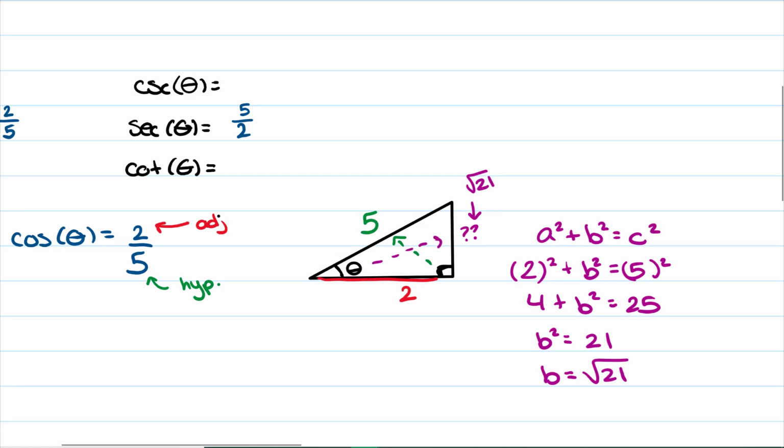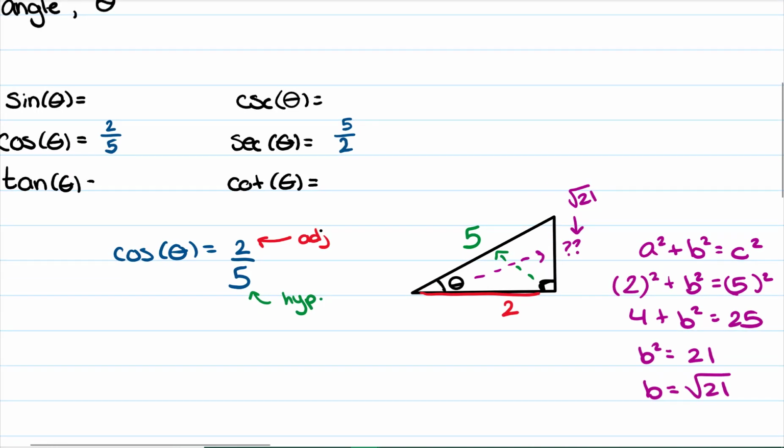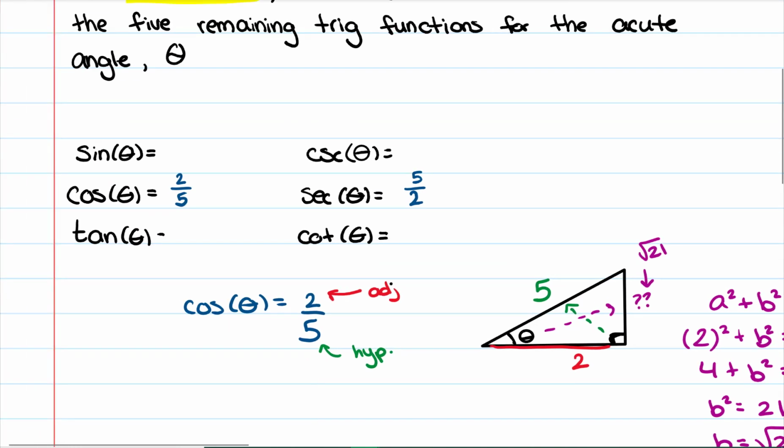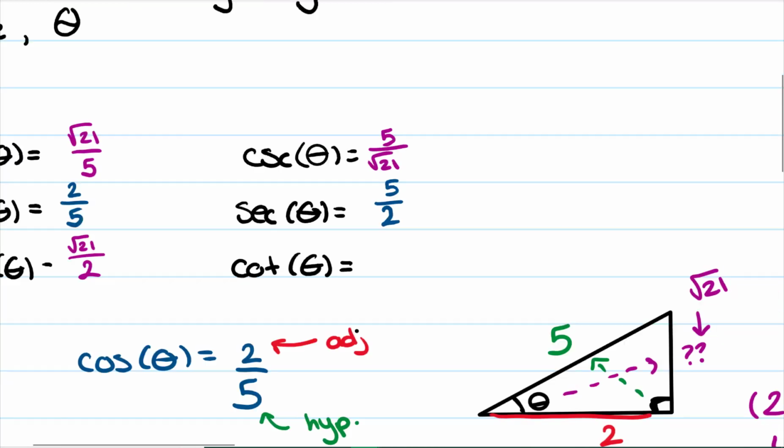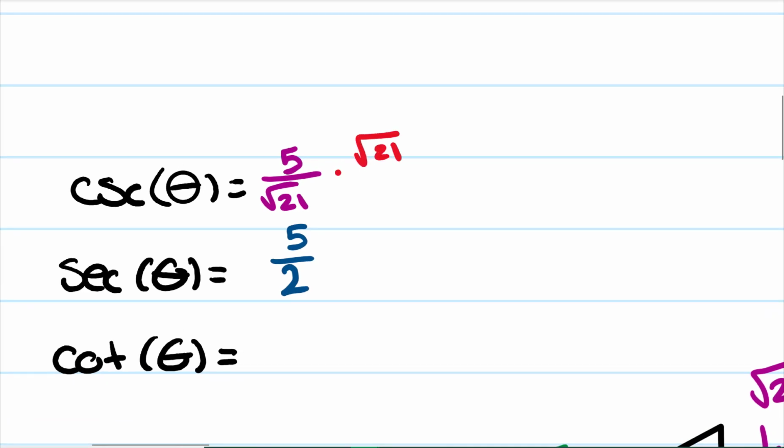And now that we have all the sides of the triangle, we can go ahead and solve out the rest of this problem. Okay, so we have sine is opposite over hypotenuse. So it's going to be radical 21 over 5. And we have tangent is opposite over adjacent. So radical 21 over 2. And then now to find the remaining 3 trig functions, or actually remaining 2, we just take the reciprocal. So here you're going to get 5 divided by the square root of 21. But we don't like having the radical in the denominator. So you multiply the numerator and denominator by radical 21. And you get 5 radical 21 over 21.